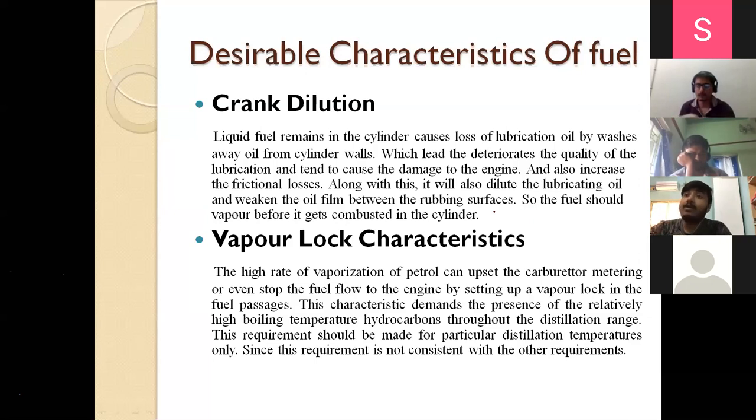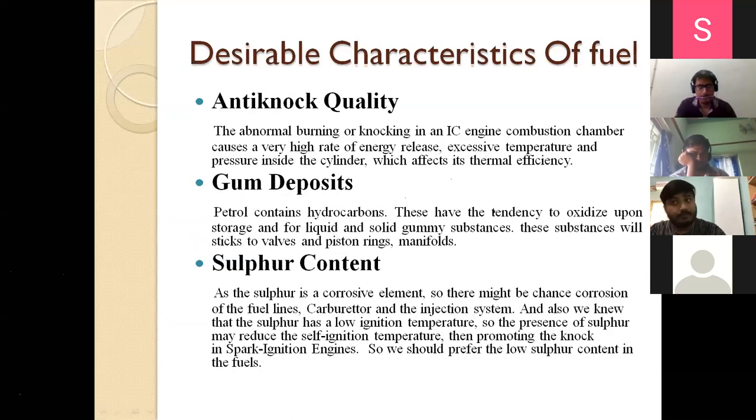Next thing is vapor lock characteristics. Vapor lock characteristics means that if the fuel has a high rate of vaporization, it may clog the carburetor metering or the fuel channel. If the fuel channel is clogged, the fuel will not come into the cylinder or will not be able to properly mix with the mixture. So our efficiency will be less and our engine will run short of fuel. That is known as the vapor lock characteristic. That is not desirable for any fuel for IC engines.